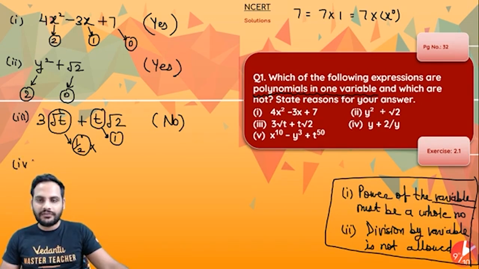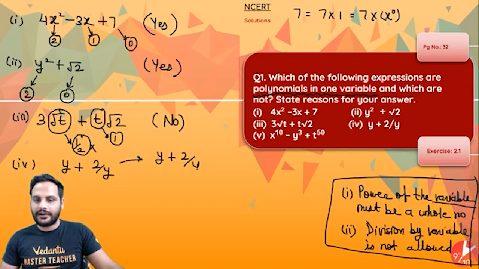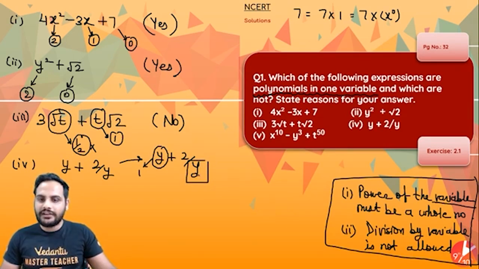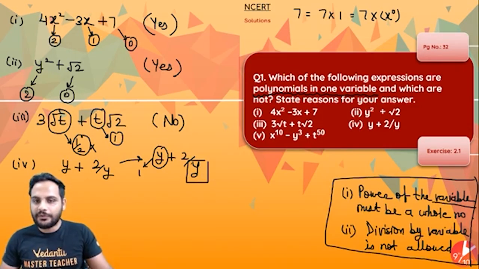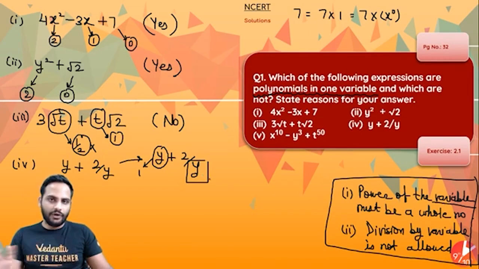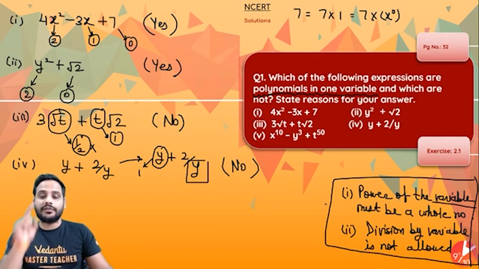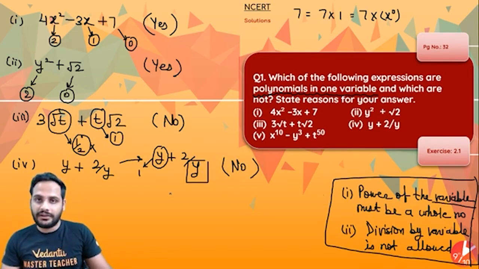Then the fourth one, we have y plus 2 upon y. Okay, so as you can see, let me just write it over here, y plus 2 by y. So here the power of the variable is 1, and here the variable is present in the denominator. You cannot divide by the variable, right? Because if the variable is in the denominator, the power becomes negative, right? So division by variable is not allowed. So I will say nope sir, it is not a polynomial, because here we are dividing by the variable.